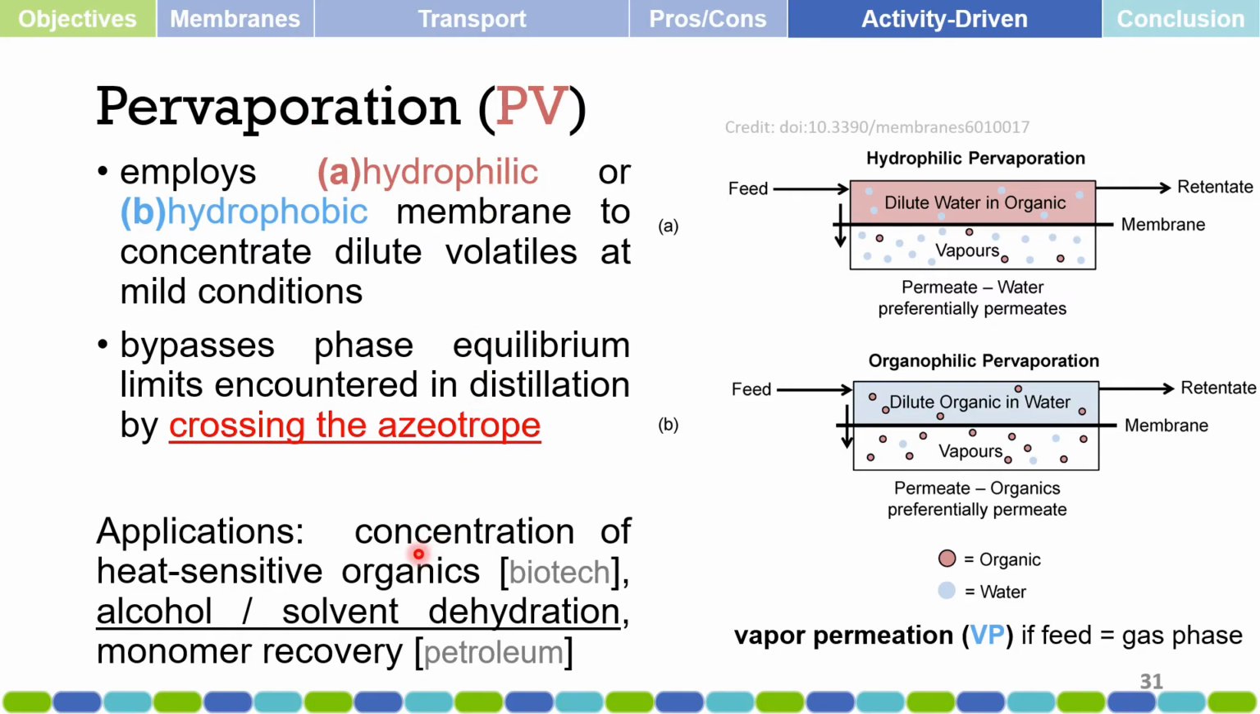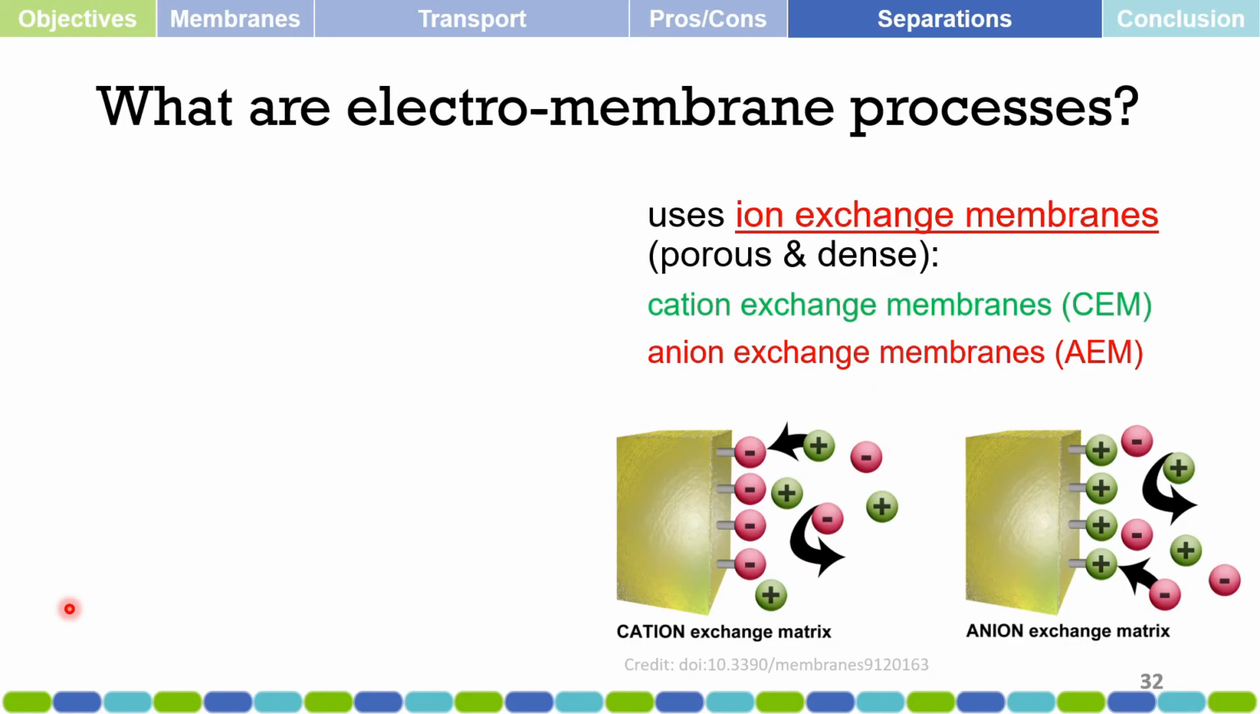So the application of pervaporation process generally and currently is applied to concentration of heat-sensitive organics. So when you have heat-sensitive organics that are very dilute, you can concentrate them using pervaporation process. You can also apply them for monomer recovery in petroleum process, and especially for alcohol and solvent dehydration. As we know that there is an ethanol water azeotrope. So this azeotrope is able to be bypassed by a pervaporation process.